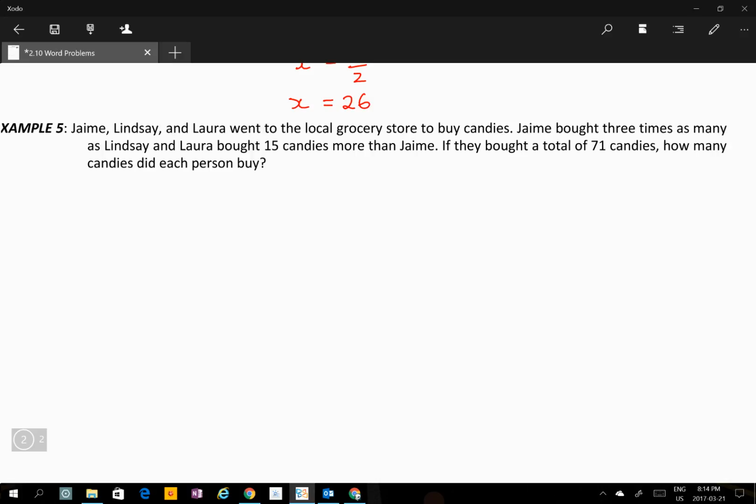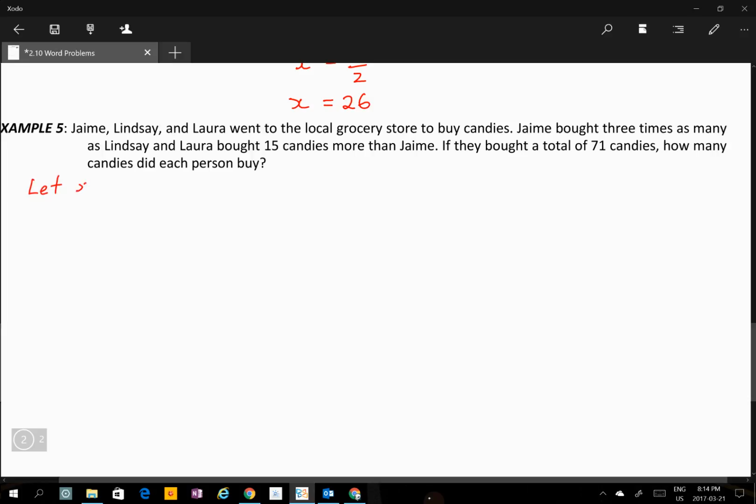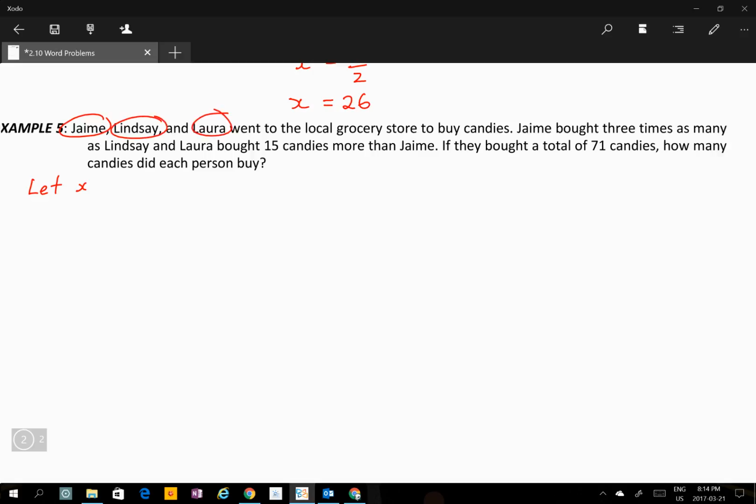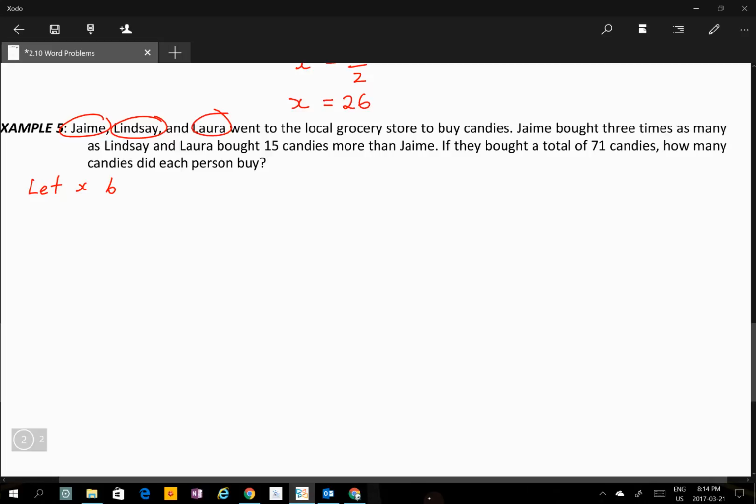So I'm going to create multiple let statements here. I have Jamie, Lindsay, and Laura, so it makes sense that I have to make 3 let statements for each of these. So let x be the number of candies Lindsay bought.